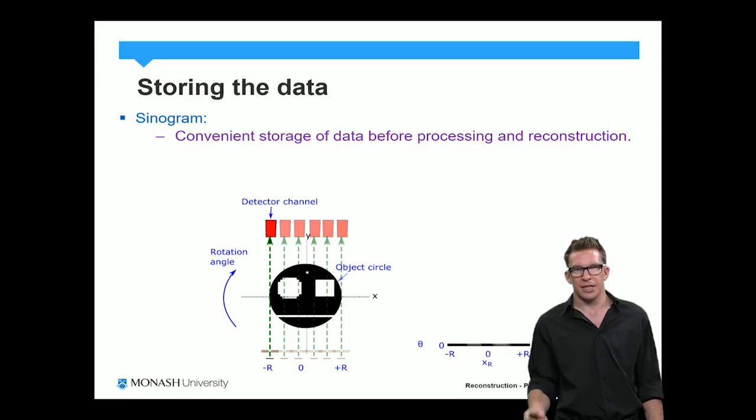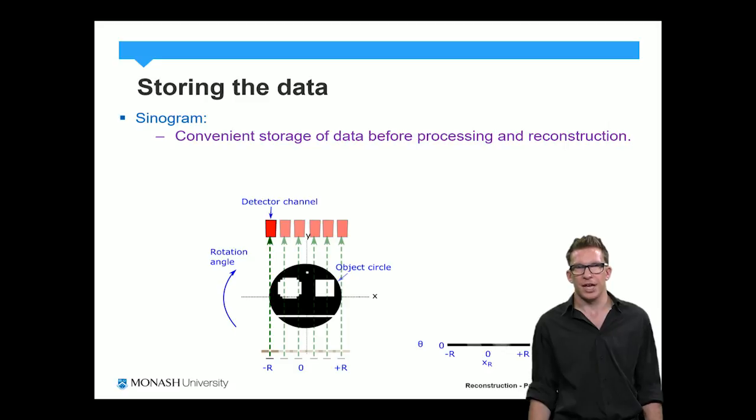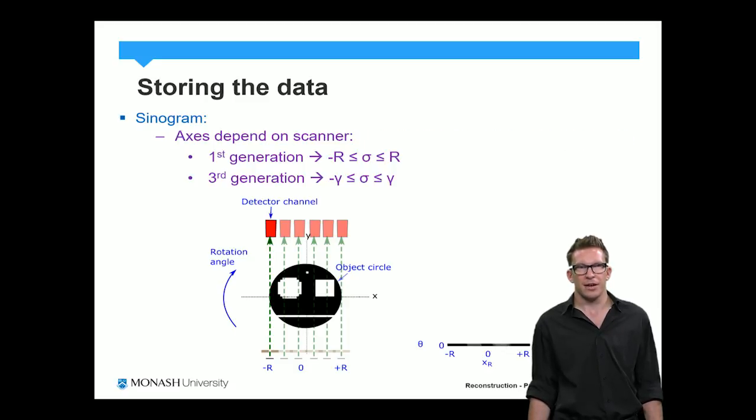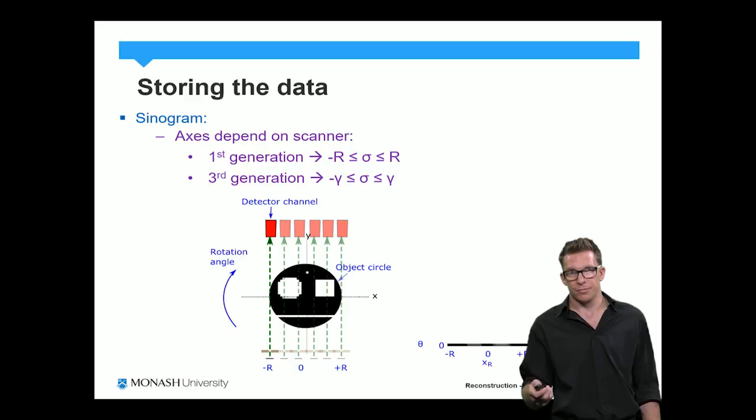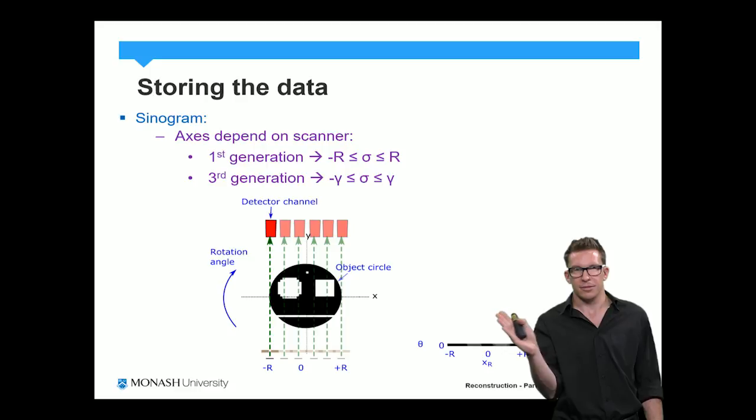So the x-axis of the sinogram runs from -r to +r, and the y-axis is going to be rotation angle. Now if we rotate round, before we rotate round, just to reiterate the point that the sinogram x-axis would change for a third generation scanner, and it would go from -gamma to gamma, which satisfies the range of sigma values for the different ray path offset angles.